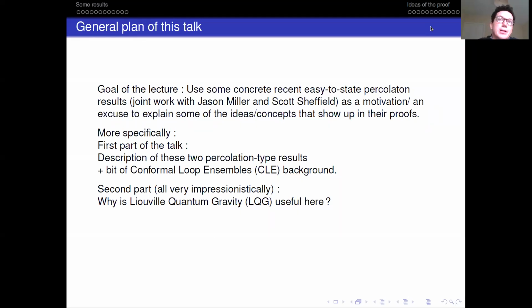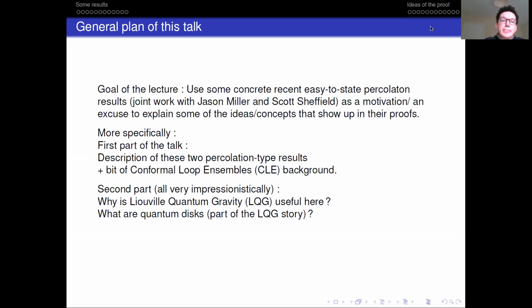So my goal will be just to give you some impressionistic idea of some of the tools that we use, in particular why Liouville quantum gravity shows up there and is useful. Maybe I'll try to give you a slight impression of what these quantum disks are that are part of this Liouville quantum gravity story that you have maybe already heard of if you have listened to some of the talks earlier this week.